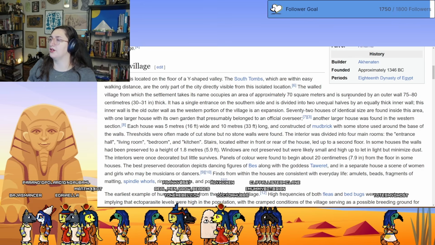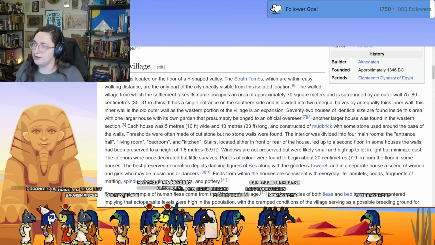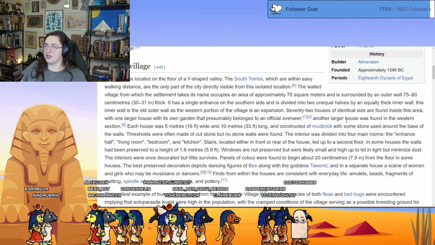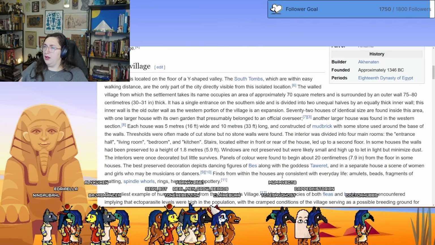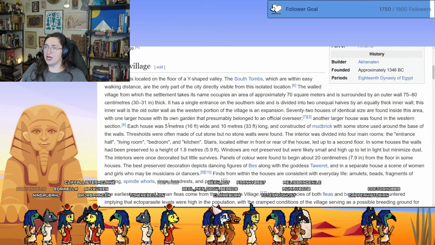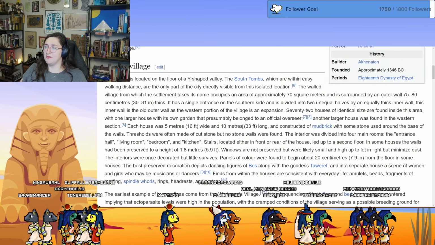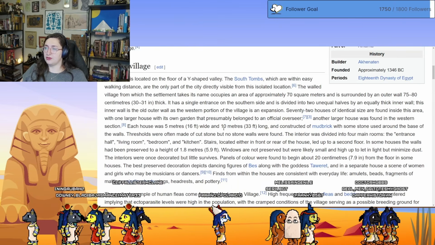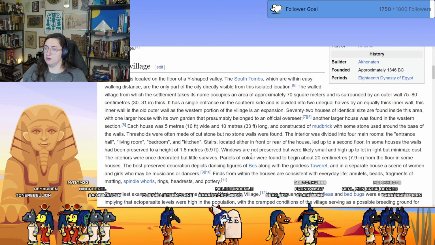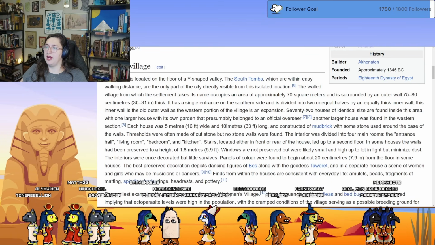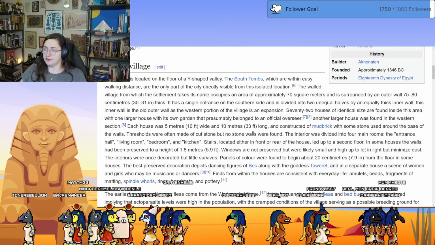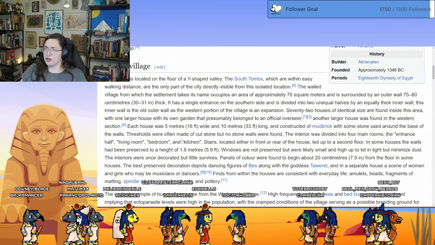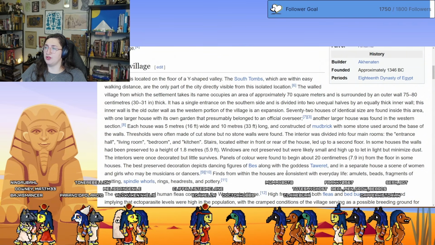70 square meters, surrounded by an outer wall 75 to 80 centimeters thick. It's pretty thick. So there's 72 houses of identical size. Oh, here we go. Each house was 5 meters, 16 feet wide, and about 10 meters long. So it's actually smaller than I estimated. So 33 feet long and about 10 meters wide. 10 by 5, 16 by 33 feet. Constructed of mud brick with some stone. Thresholds were often made from cut stone, but no stone walls were found.